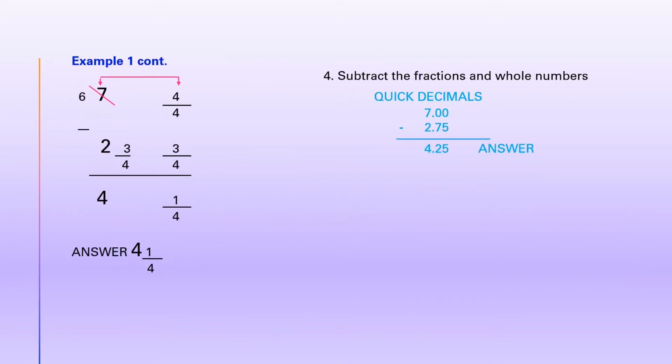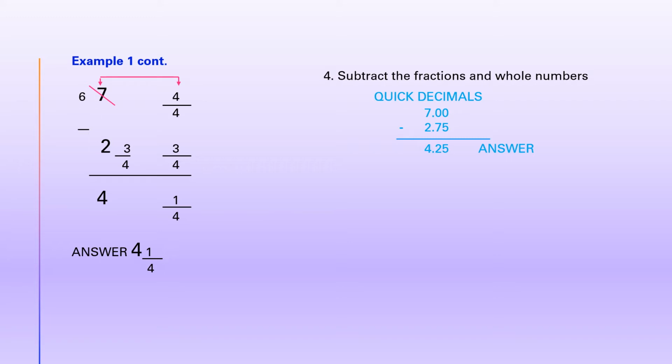So now we subtract quarters from quarters. 4 take away 3 leaves me 1/4. Then the whole number 6, since we took 1 and changed it to fractions, 6 take away 2 gives me 4, and there is my answer, 4 1/4.